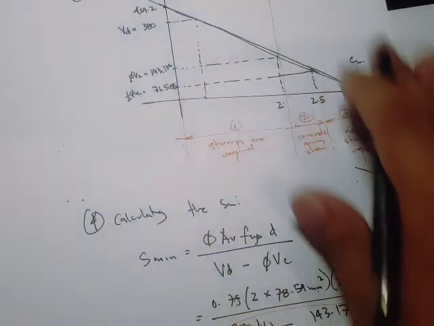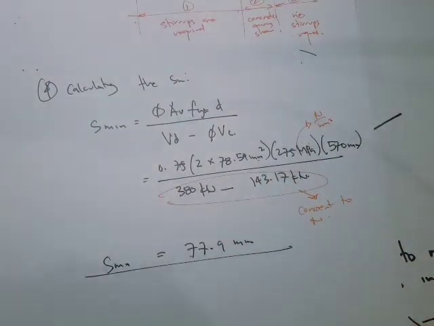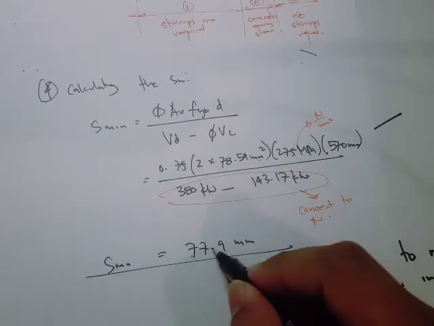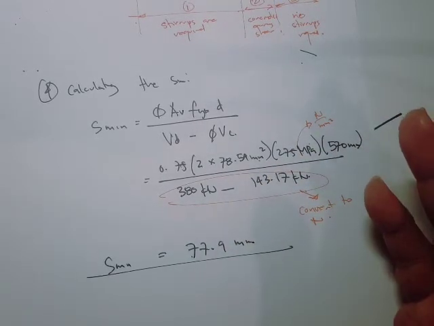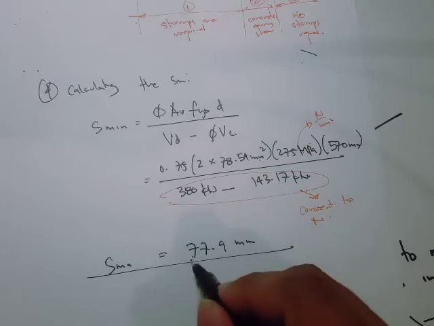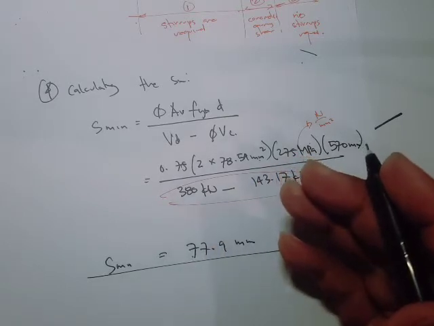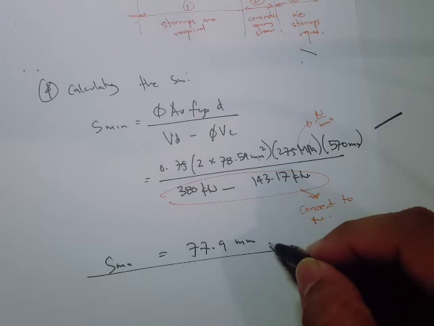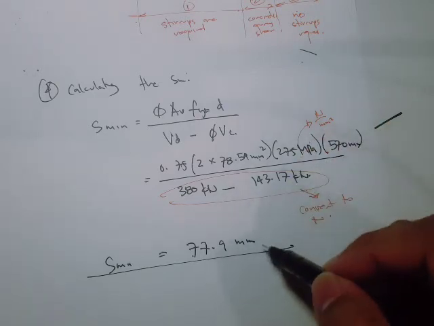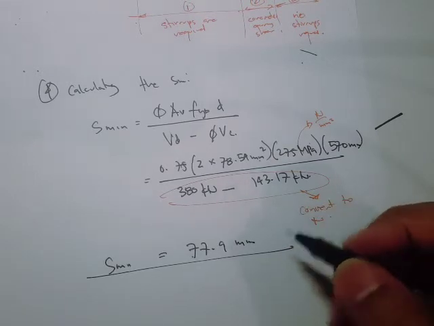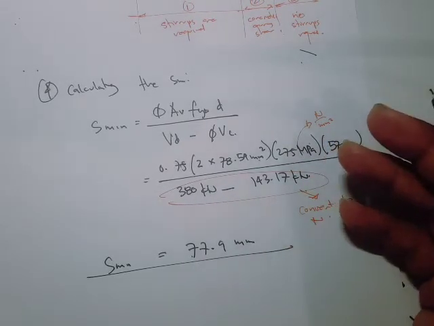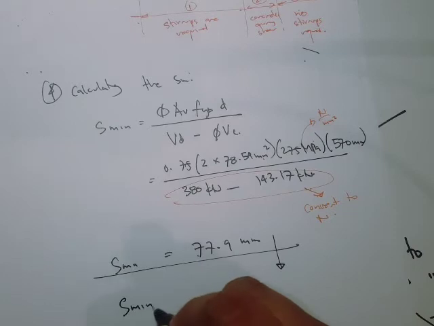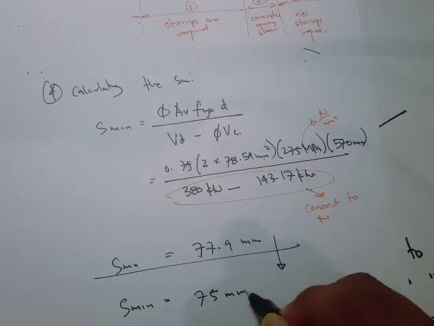In construction, we're going to need a reasonable, practical value, a whole number, or let's say in increments of 5 mm. So that's going to be either 80 mm, 75 mm, or 70 mm. Take note that a narrow or smaller spacing gives an increased capacity, and a wider spacing means less capacity. So this would be to round down. S min would be, let's say, 75 mm.